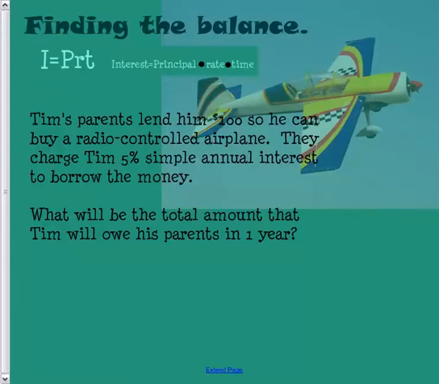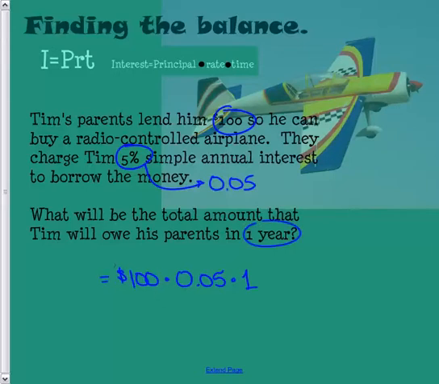Tim's parents lent him $100 so he can buy a radio-controlled airplane. They're going to charge him 5% simple annual interest rate to borrow the money. What would be the total amount that Tim will owe his parents in 1 year? Okay, so we know the principal is $100. We know the rate is 5%, which we have to change to a decimal, which is 0.05. And we know the time is in years, and it's 1 year. This should tell us our interest.